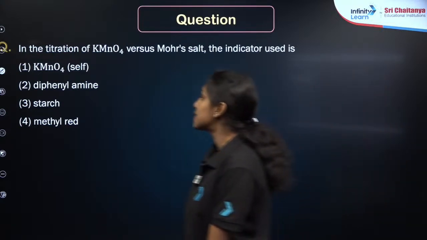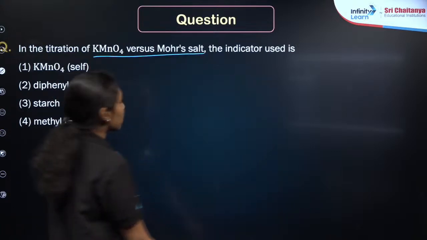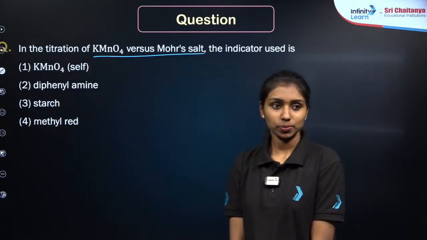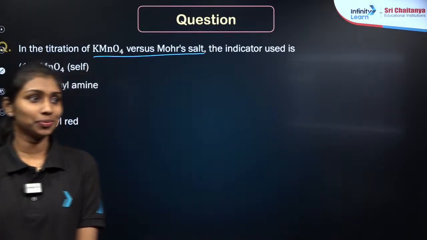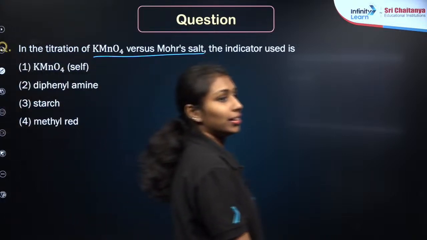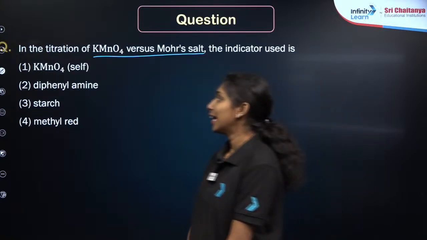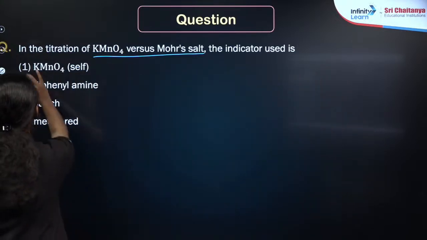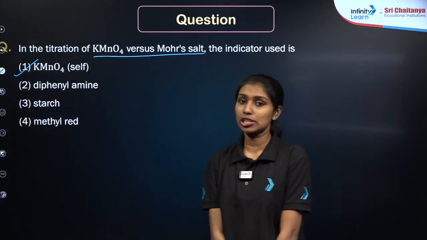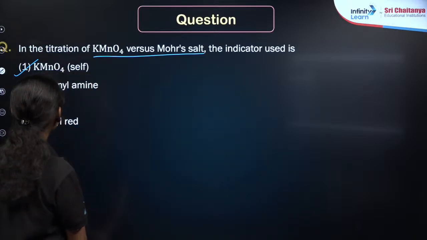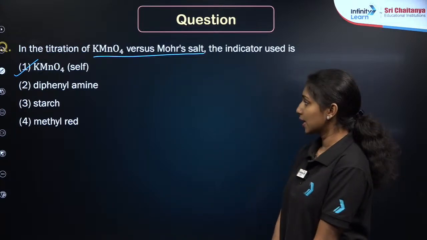Okay, fine. What will be the answer for this question? In the titration of potassium permanganate versus Mohr's salt, the indicator used is, what will be the answer? Option 1, right? KMnO4. I have already mentioned that in the case of permanganometry, KMnO4 itself is used as a self-indicator because of its pink color. Therefore, option 1 will be the correct answer. Clear? So, Nida, is it clear? It is not option C, it is option 1.